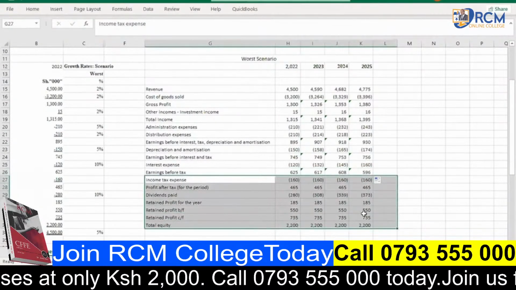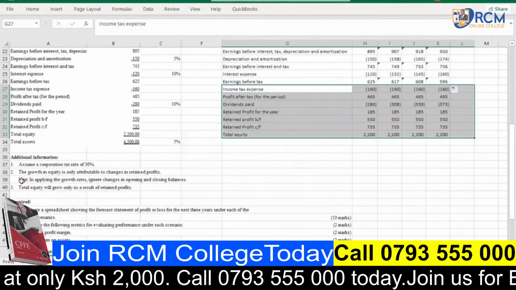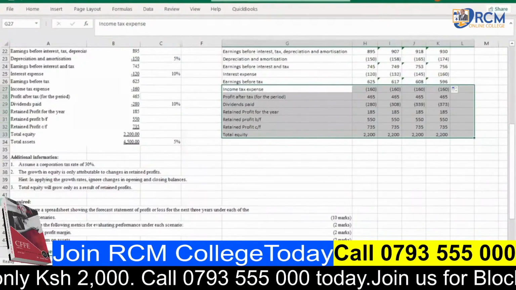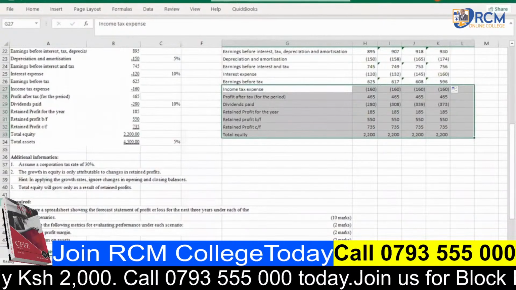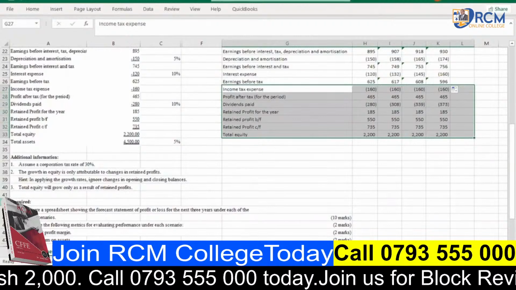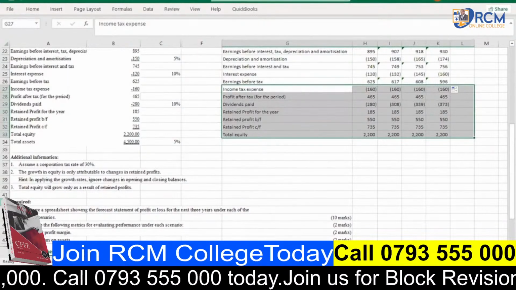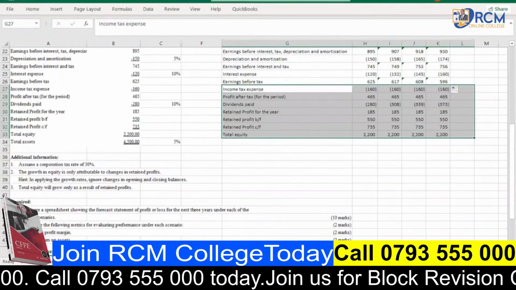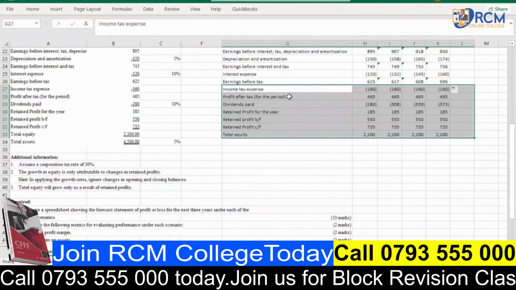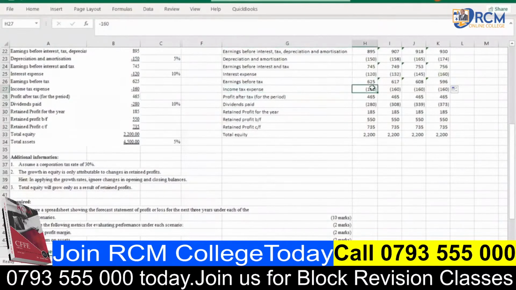Then this side here, the examiner adds some instructions, which we need also to look at. So assume corporate tax is 30% of the earnings before taxes. The growth in equity is only attributed to changes in retained profits. The equity will grow only as a result of the retained profit. So that one is well taken care of. So for the taxes, tutakuja hapa and then we say profit or income tax is 30% of the earnings before tax.